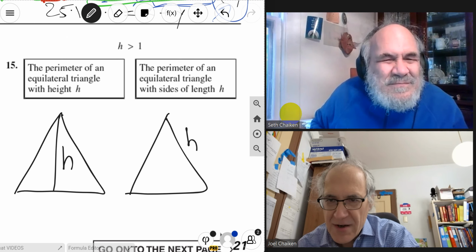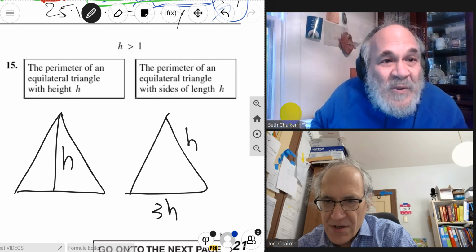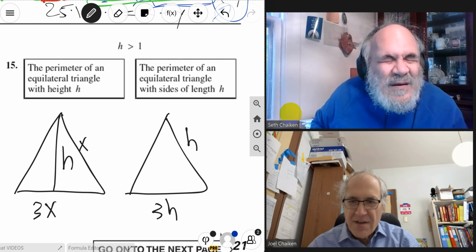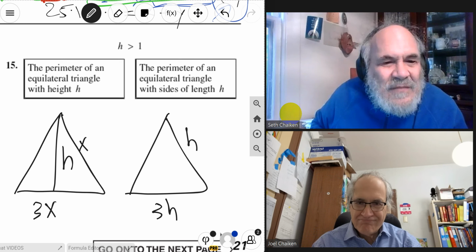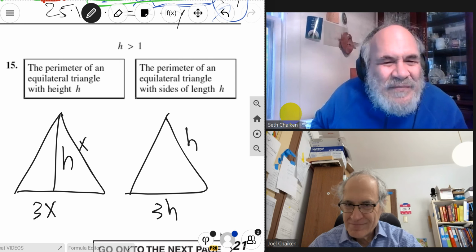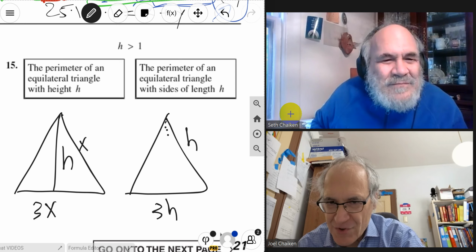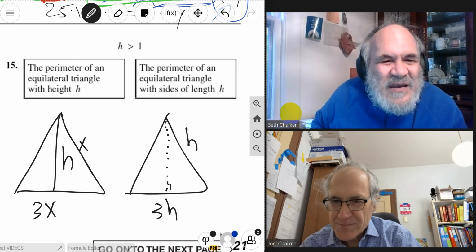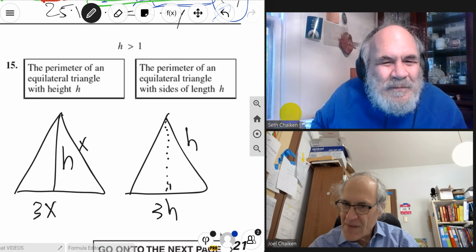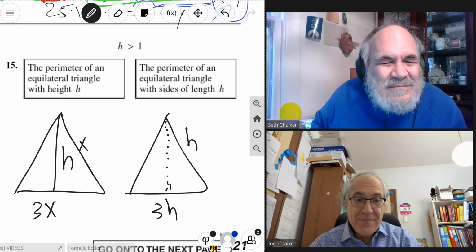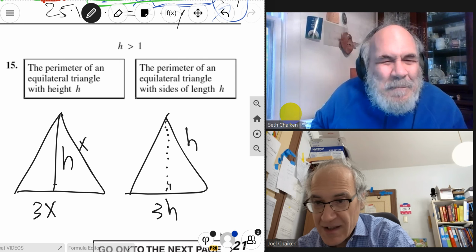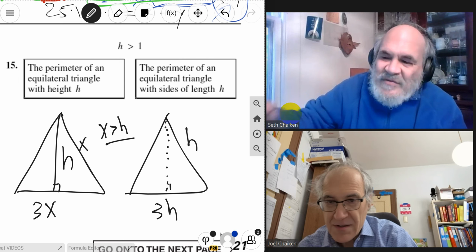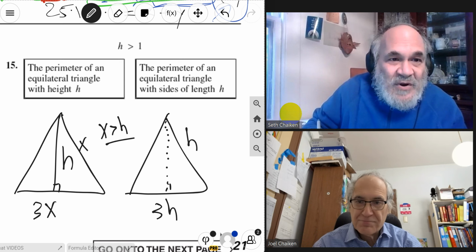Which perimeter is bigger, 3H or 3X? Let me go like this, maybe drop a perpendicular. Isn't X bigger than H? Yeah, X is bigger because it's the hypotenuse. The hypotenuse of a right triangle, X is always bigger than H.